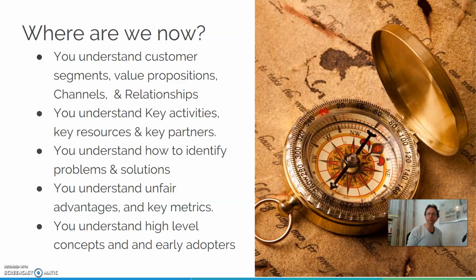But before we dive deeper into value capturing, where are we now? You should have a thorough understanding of the business model canvas and its 9 building blocks. You also should be aware that there's a lean canvas with 4 different building blocks. You should be aware of concepts like problem-solution fit, unfair advantage, key metrics, high-level concept, and early adopters.